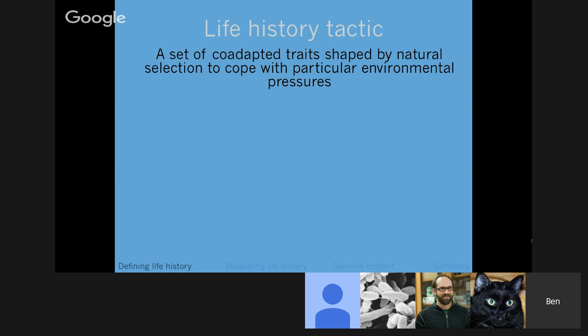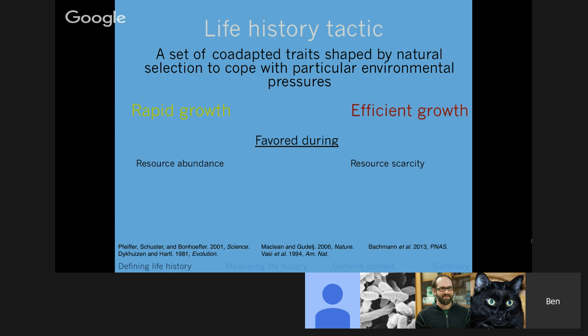So ultimately, I view rapid and efficient growth as 2 different life history tactics. They integrate multiple underlying traits, which are shaped by natural selection to cope with these contrasting environmental pressures. In this case, the environmental pressures selecting for rapid or efficient growth is this resource availability gradient from scarce to abundant, along with the spatial variability of the environment. So there's a rich collection of evidence that I'm not going to show you here that goes beyond the simulation I showed, demonstrating that these features can and do select for rapid and efficient metabolism in designed laboratory experiments.